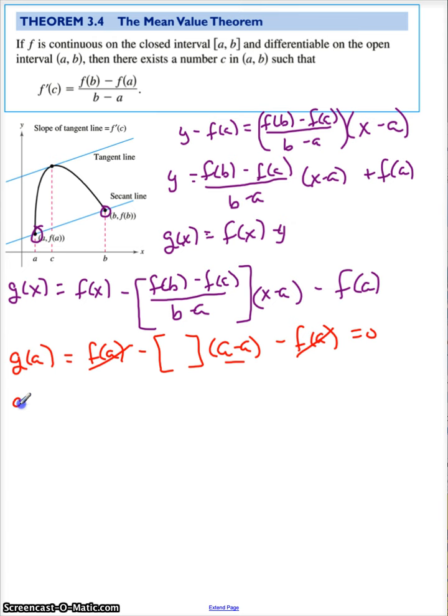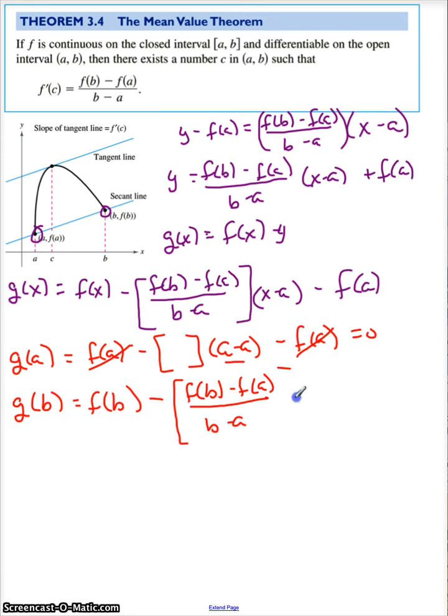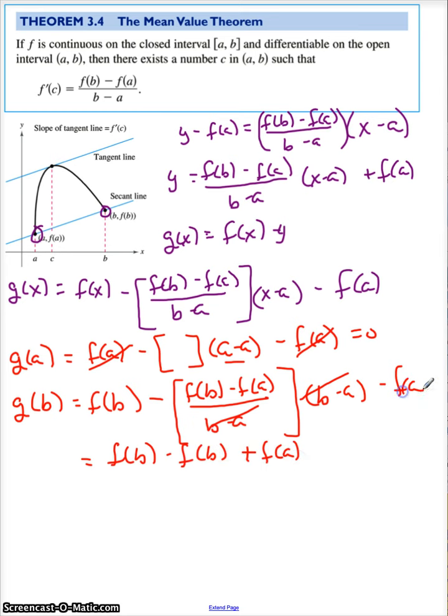Now I'm going to evaluate g at b. So this is f evaluated at b minus, and I'm going to write it out this time because I need it, f at b minus f at a divided by b minus a times b minus a, minus f at a. Let me rewrite this now. See, this term right here is going to cancel with this term down here. So it's going to be f at b minus f at b, plus f at a minus f at a. Goodness gracious, this is also 0. So I have g of a equal to g of b, and it's equal to 0.